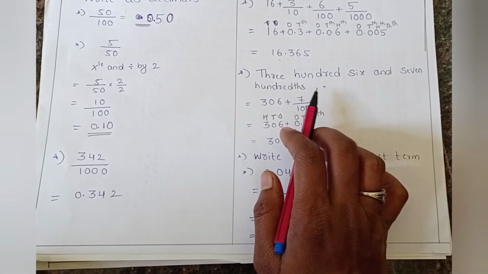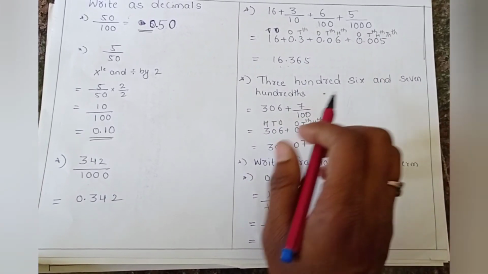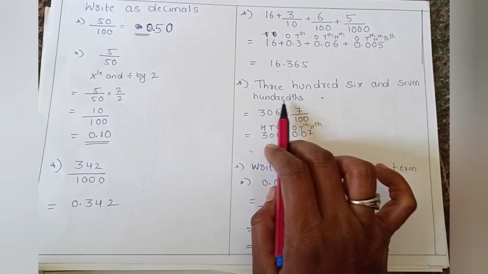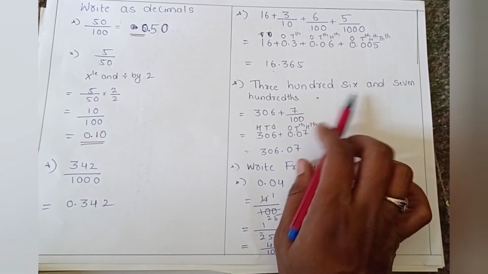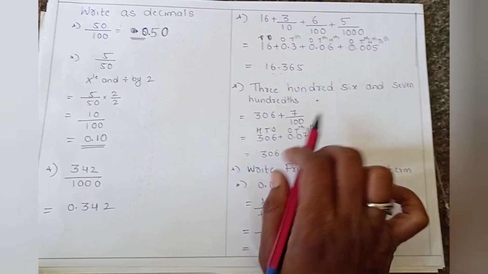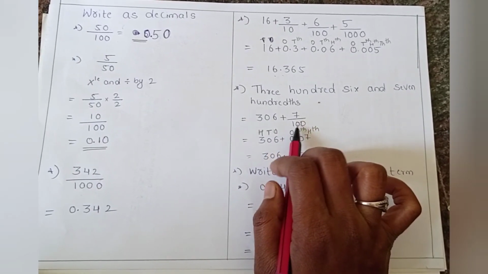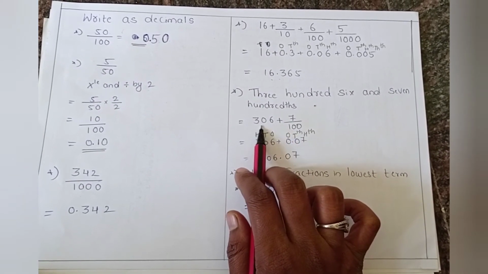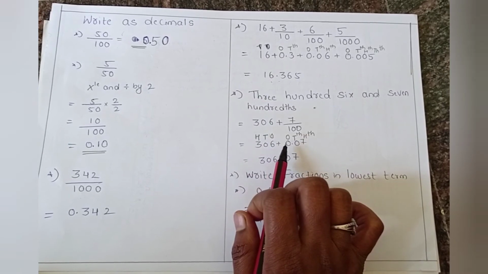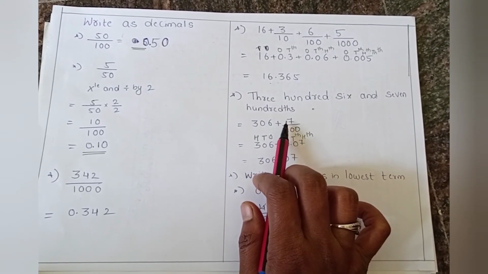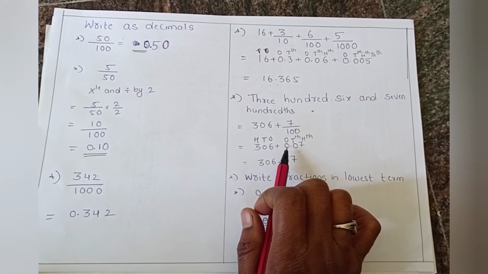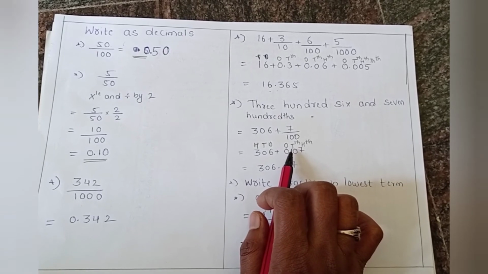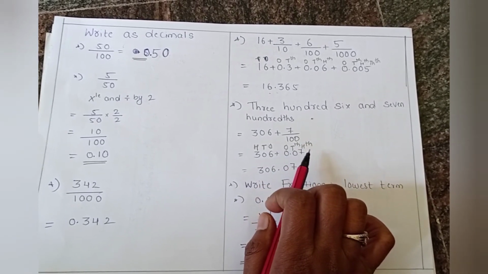Next one, children, they'll give it in the form of words. We should convert those words into numbers. Okay, 306 and 7 hundredths. 306 I write as it is, and since there is 'and', I take plus 7 by 100. So let me write the place values of these numbers. Ones, tens, hundreds. Children, what is the decimal number of the 7 by 100 fraction? 0.07, right? So after the decimal point, the first place value is tenths, then hundredths.